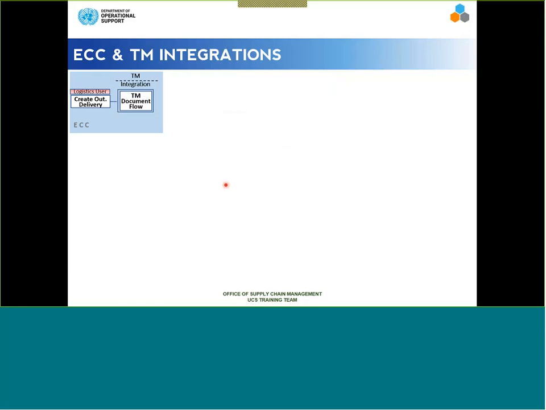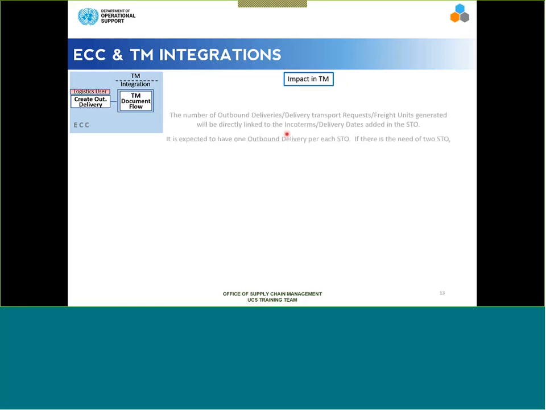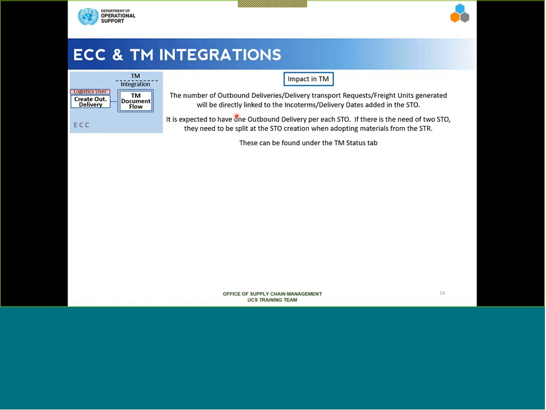So let's take a look at this slide for the TM document flow based on the outbound delivery document and the impacts in TM. So again, the number of outbound deliveries will be equivalent to the delivery transport requests and freight units generated. They're directly linked to the Incoterms and delivery dates added in the STO. So you're expected to have one outbound delivery per each STO.